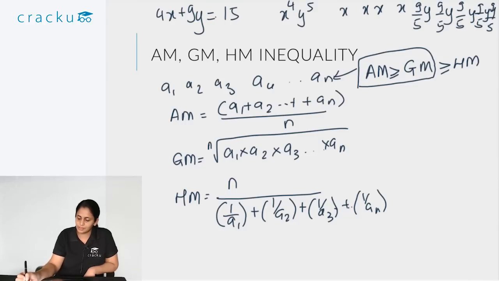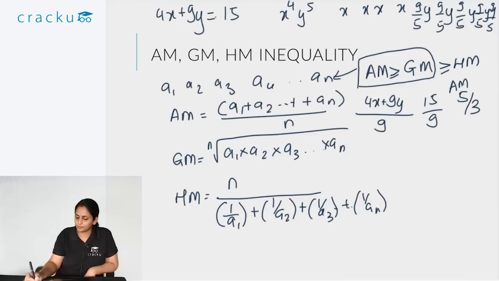So why am I doing this? Because I can then say AM will be greater than or equal to GM. What does AM greater than or equal to GM mean? If these are the values, what is the arithmetic mean of these values? The arithmetic mean will be the sum of these terms divided by the number of terms. So there are 9 terms, so the sum of the terms is 4x plus 9y, and the number of terms is 9. So the arithmetic mean of these terms is (4x plus 9y) by 9, so that is 15 by 9, that is 5 by 3. This is the arithmetic mean.